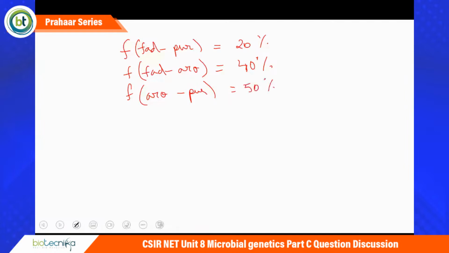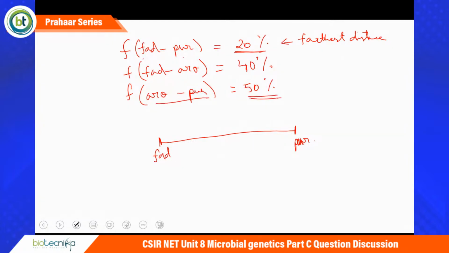So when we correlate it, okay, so if FAD and per co-transduction frequency is least, means they will be present at farthest distance. So if you have two genes, so what will be the farthest distance? Farthest distance will be the scenario where they are present at the ends. Okay, that means FAD here, per here. Okay, now what about arrow? Arrow has to be present between FAD and per. Okay, but more towards which? So it will be placed more towards per because co-transduction frequency here is higher. Means that the least distance is there between arrow and per. Okay, so arrow will be present here.